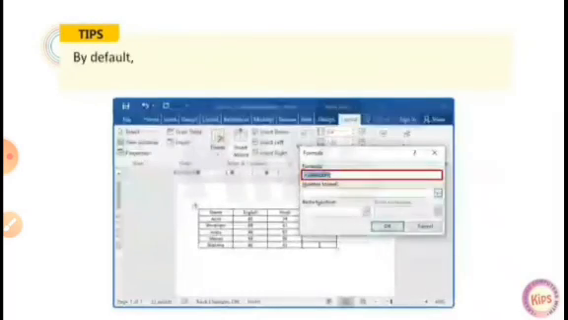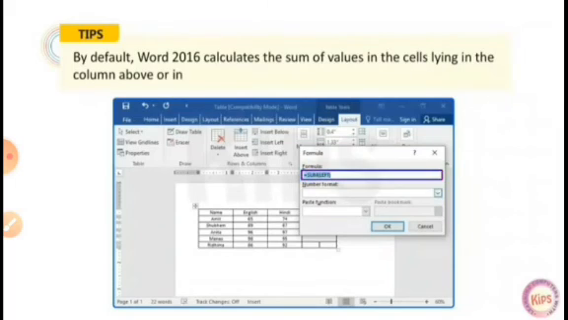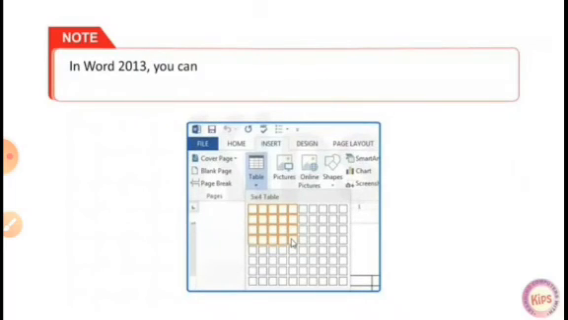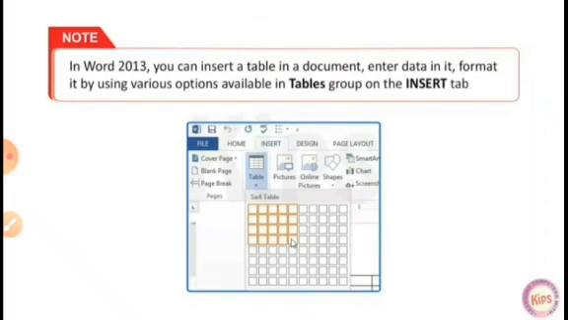Now students, look at the tips. By default, Word 2016 calculates the sum of values in the cells lying in the column above or in the row to the left. In Word 2013, you can insert a table in a document, enter data in it, and format it by using various options available in the Table group on the Insert tab.